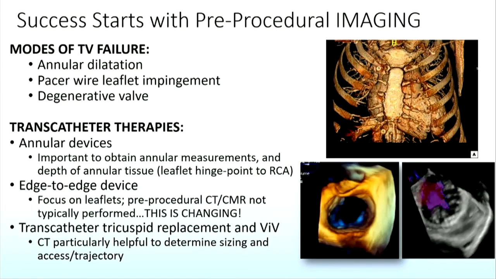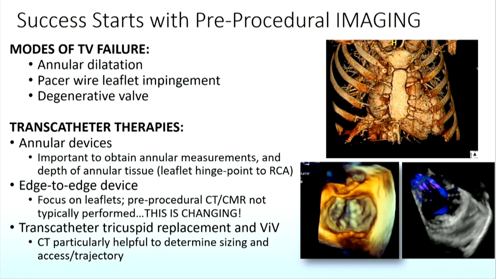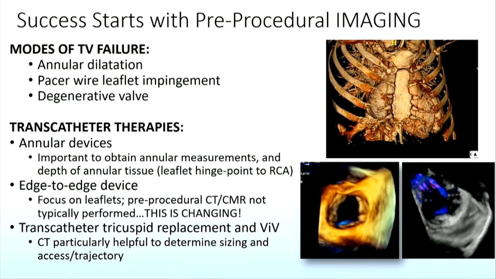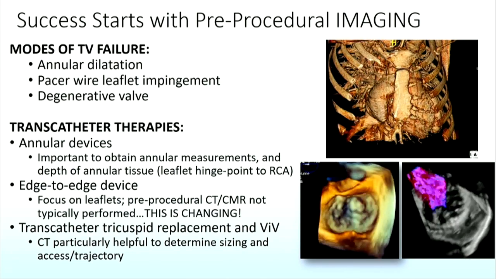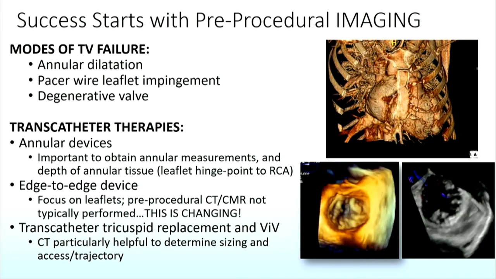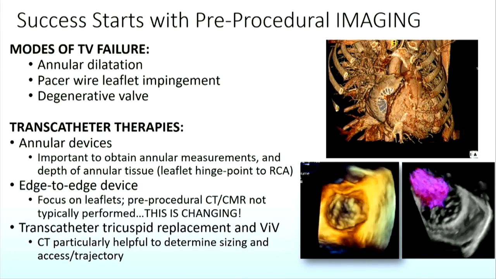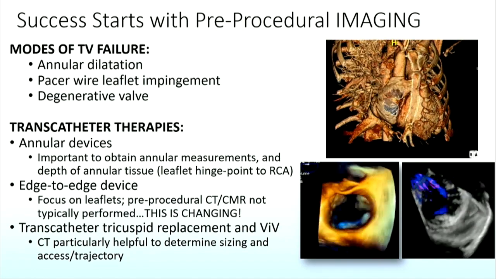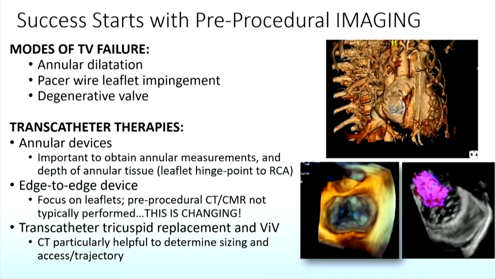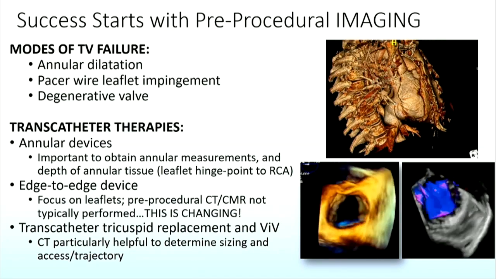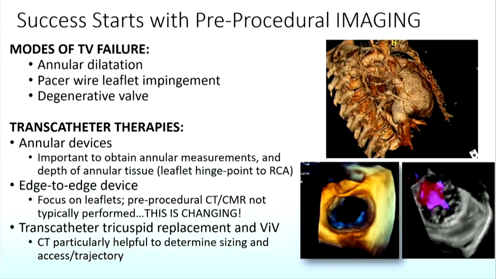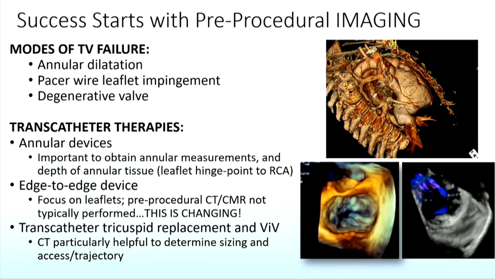So what are our typical modes of failure? Well, we look at annular dilatation, pacemaker wire leaflet impingement, and degeneration of the valve. And our real 3 classes of therapies that we're using currently are the annular devices. For this, we're looking at annular measurements and depth of annular tissue, looking at that leaflet hinge point to the RCA. For edge-to-edge devices, as we saw in the prior talk, we're really focusing on echo, looking at the leaflets.